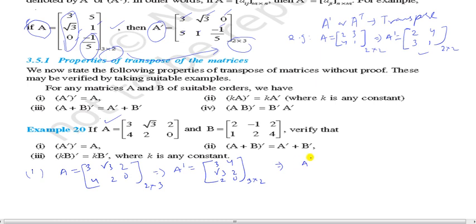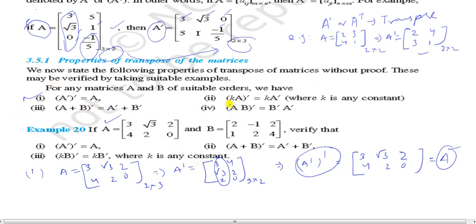Now if I ask to transpose this matrix further, then again you have to write the columns into rows and rows into columns, that is 3, root 3, 2 and 4, 2 and 0. Now is it the original A? Yes, it is. So transpose of transpose becomes the original matrix itself. Now the second property: K into A whole dash will become K multiplied by A dash, where K is a constant. So this is also obvious.